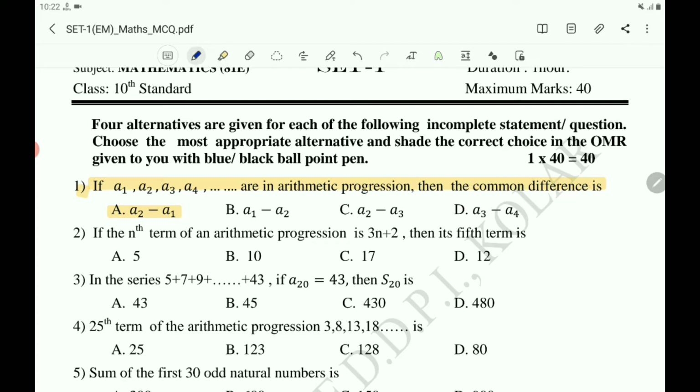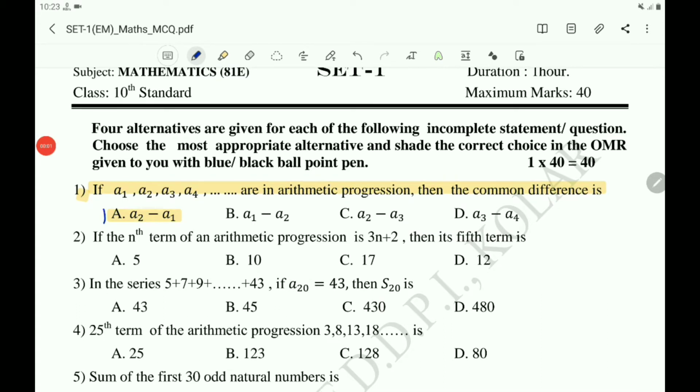Observe here, A1 minus A2 is there. Normally we do not consider this one. Similarly A2 minus A3 is there, and A3 minus A4. These are also not considered. So you have to take A2 minus A1, or otherwise A3 minus A2 or A4 minus A3, but normally we take A2 minus A1. Then what is the answer? Option A is the answer.